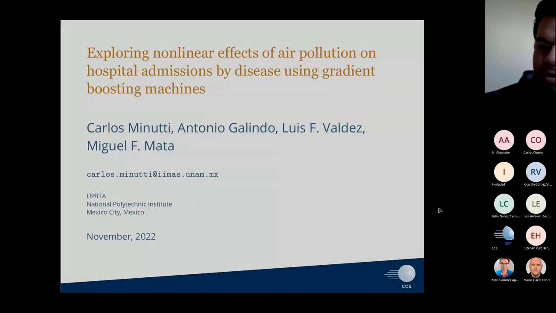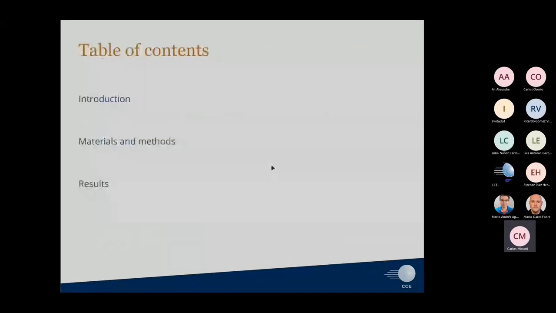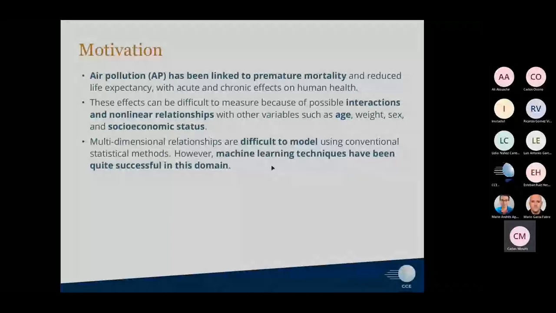Yes, perfectly. Great. Okay, we are exploring nonlinear effects of air pollution on hospital admissions using gradient boosting machines. I'm going to start directly by showing our motivation. Air pollution has been linked to premature mortality and reduced life expectancy, and it has acute and chronic effects on human health. These effects can be difficult to measure because interactions and nonlinear relationships are possibly present, for example with age, weight, sex, and also socioeconomic status.